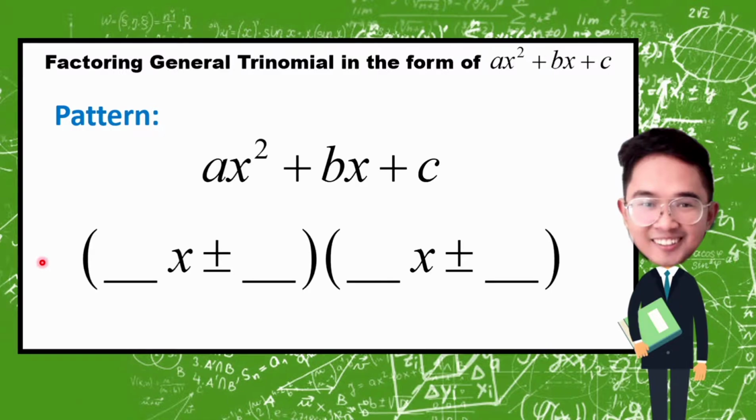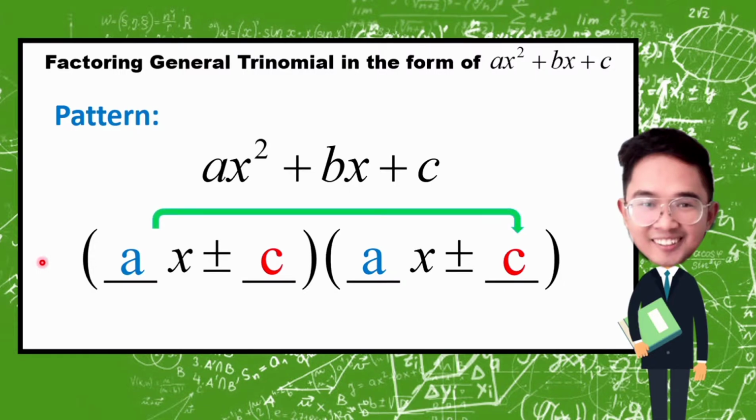We have the pattern here that we are going to use. We are going to input the factors of the first term at the first term of our binomials, and then input the factors of the last term to the last term of our binomials. And to check the middle term, we need to add the outside products and the inside products that must be equal to our middle term.